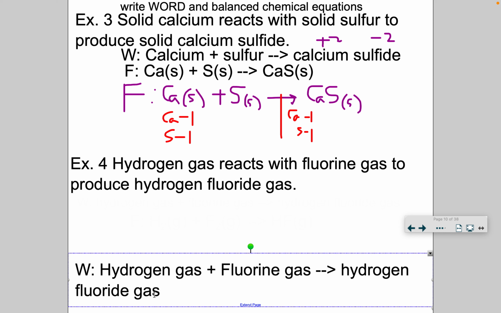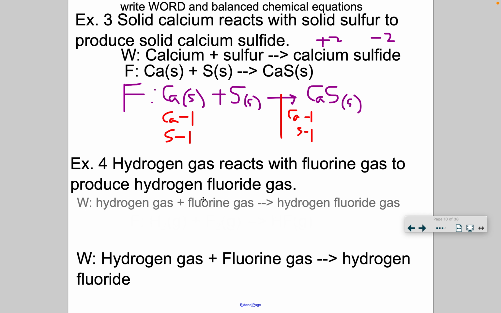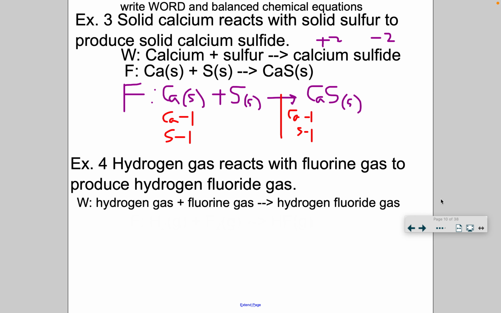Or I guess I could just leave it hydrogen fluoride, just because you need the gas here because hydrogen, you just can't have H by itself. It's going to be bonded to another H for hydrogen gas. So we learned that a while ago, a different chapter ago. So let's just double check my work here with the word equation. I left the gas, but okay. All right, so now the formula.